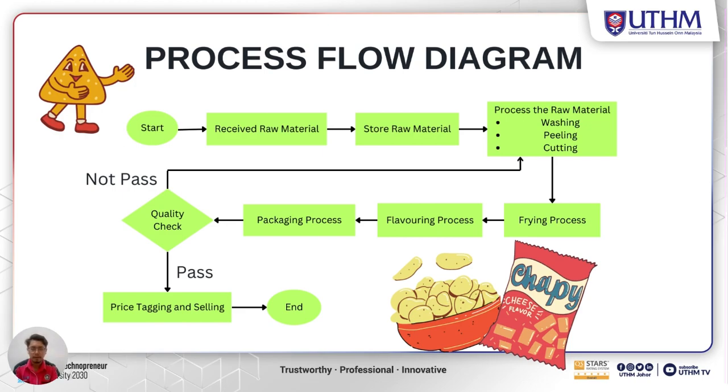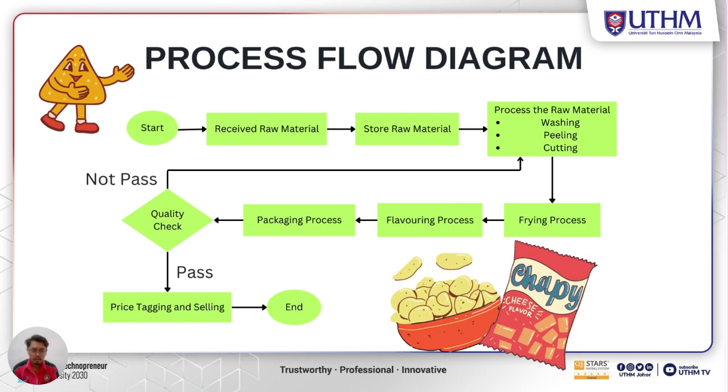This is a simplified process flow diagram for Saleh Food Industry to produce the product, which is chips. Firstly, the starting point where Saleh Food Industry will receive raw material from the supplier, and the raw material will then be stored at the storing area. When there is a demand for certain products, raw material will be processed by bringing out the raw material from the storage area.